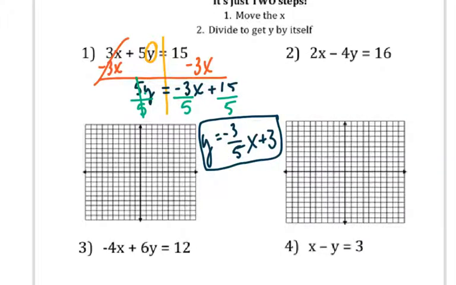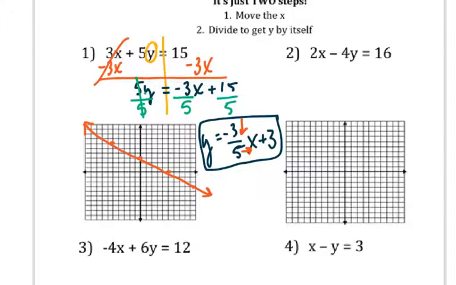So now that I have the equation and y equals, I can graph. I start at positive 3, just like yesterday. This is a negative slope, so down 3 and over 5. Down 3, over 5. Up 3, over 5. So that is the equation of my line.